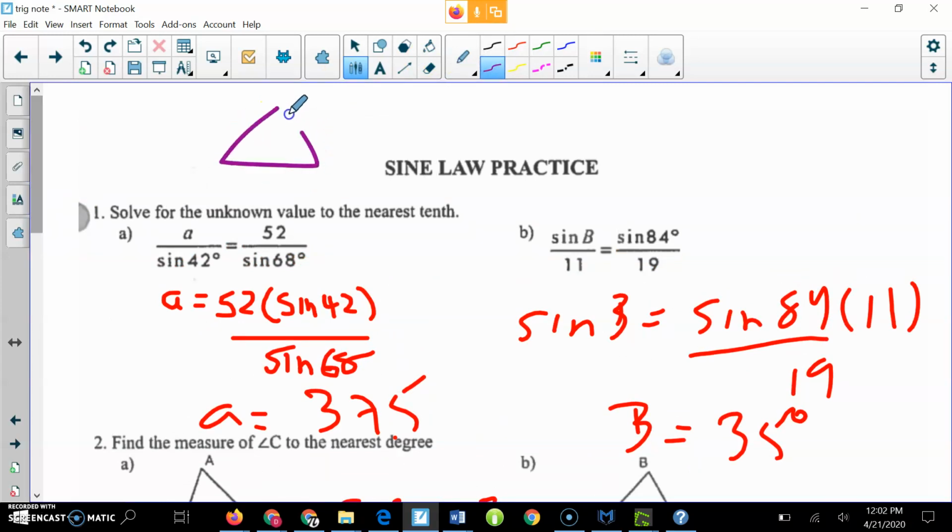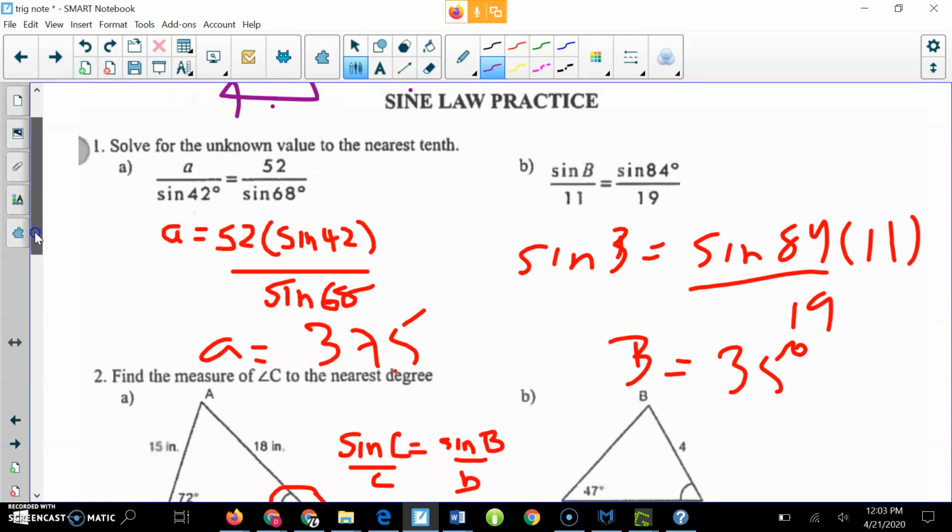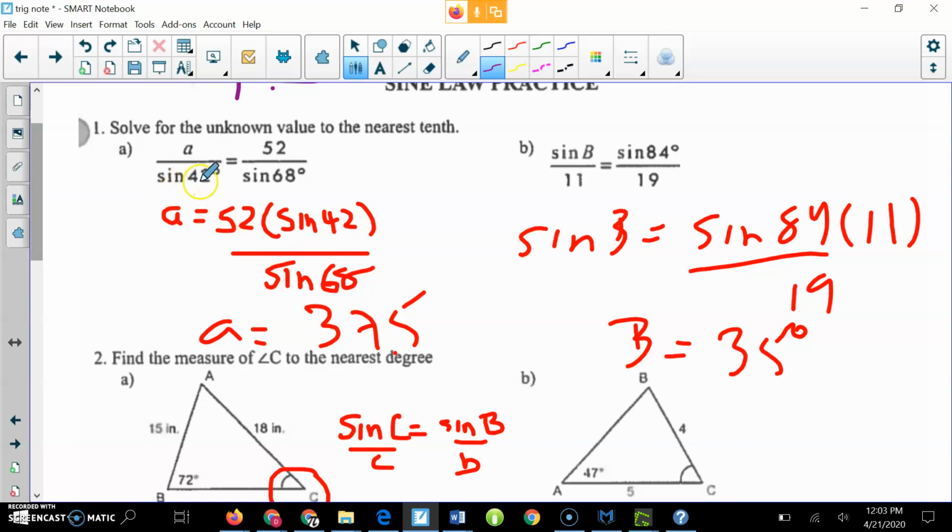What's going on for sine law is, you need an angle and the side across from it, and then one other thing. If you have an angle and a side across from each other, and you have a side, then you can get the angle. If you have an angle and a side across from each other, and you have the angle, then you can get the side. Anyway, once you figure that out, that you can use sine law, it's really easy. Okay, so we'll do some examples here.